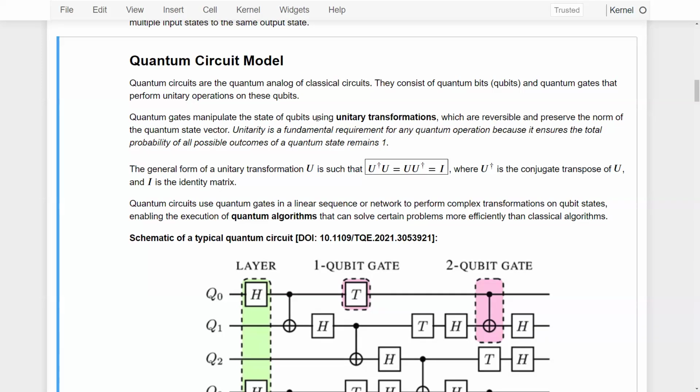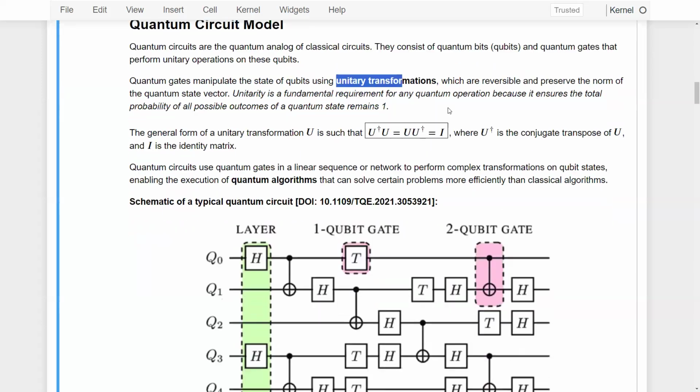So for this reason, any computation in quantum circuits is described by unitary transformations, unitary operators. Just to remind you, a unitary transformation obeys this requirement: operator Dagger operator must be equal to the identity operator, or equivalently, operator Dagger must be equal to the reversed operator, U to the power of minus 1.